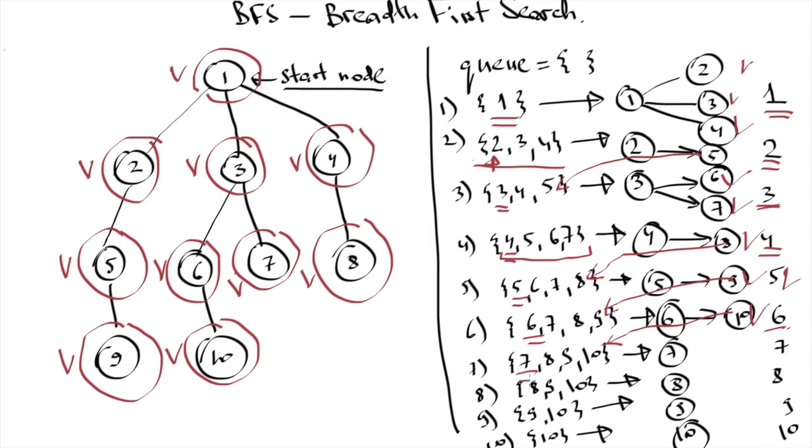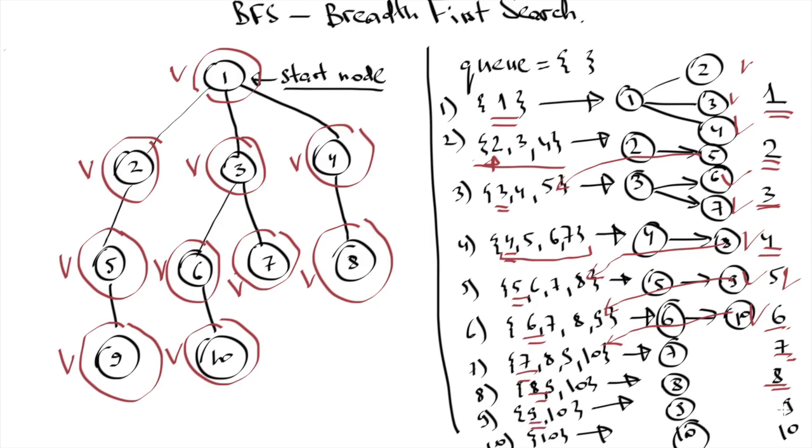Then we again look at the frontal element, which is 7. And we pop out 7. But for 7 we don't have any neighbors, so it means we only delete 7. The next frontal element is 8. We pop out 8. For 8 we don't have any neighbors. So after that our queue will look like this.